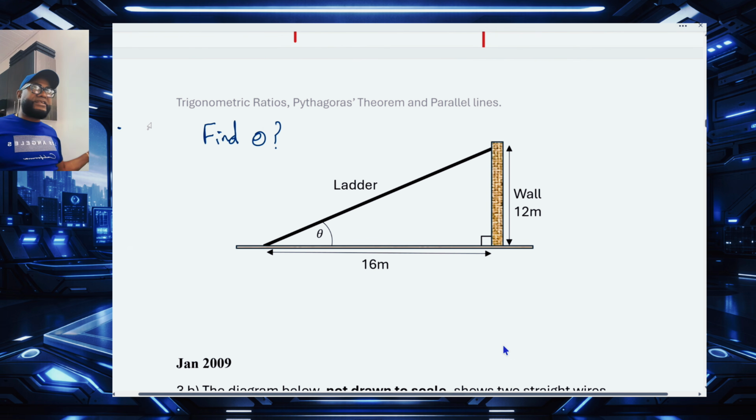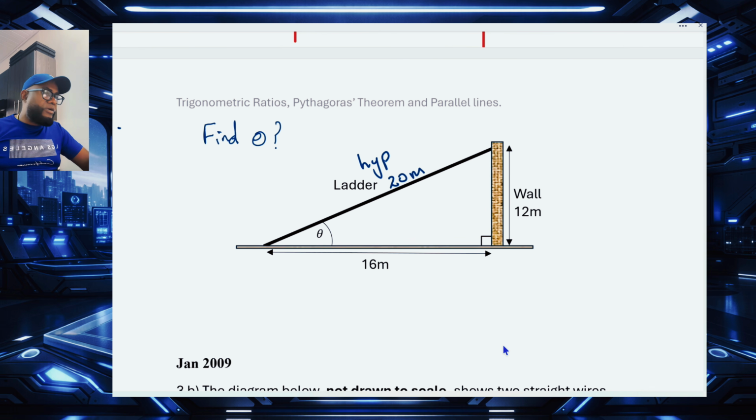So we're going to find theta. So let's identify some things, right? We're dealing with our ladder. Did we just find here to be 20 meters? Yes. So which side is my hypotenuse? The ladder. Which side is my opposite? Wall. Right? Opposite. And which side is my adjacent? 60. The vertical wall. Well, no, not the vertical wall.